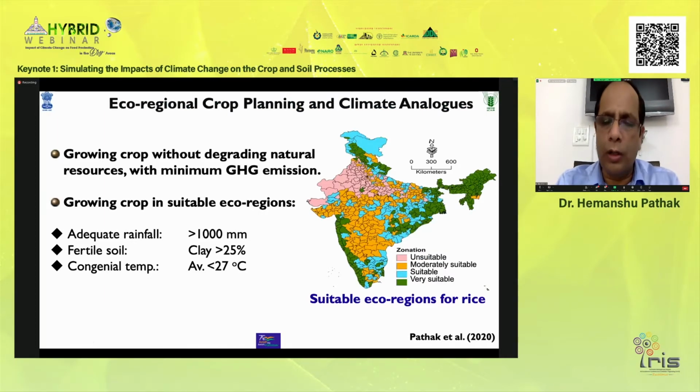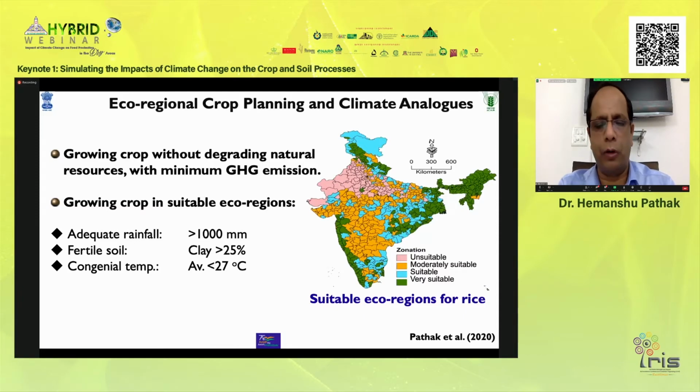The models also can give you a fairly good idea about eco-regional crop planning, that is, which crop should be planted or grown in which part of your country, because crop requirements are different. For example, rice requires more water. So you should be growing rice in the areas where there is more rainfall, where the soil is less percolating, and where the temperature is also congenial.